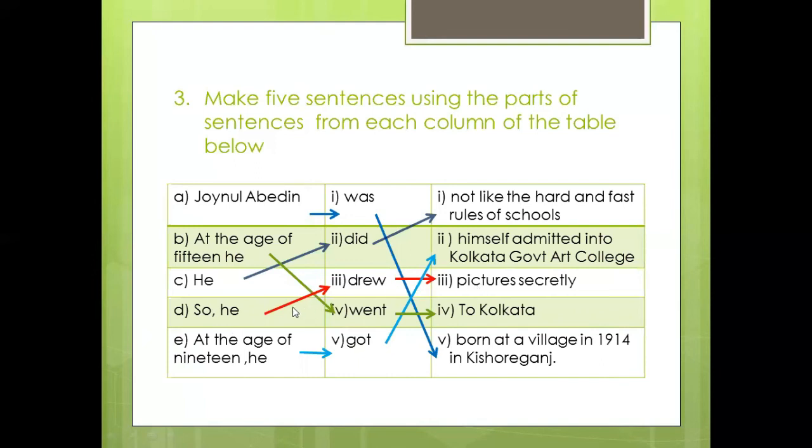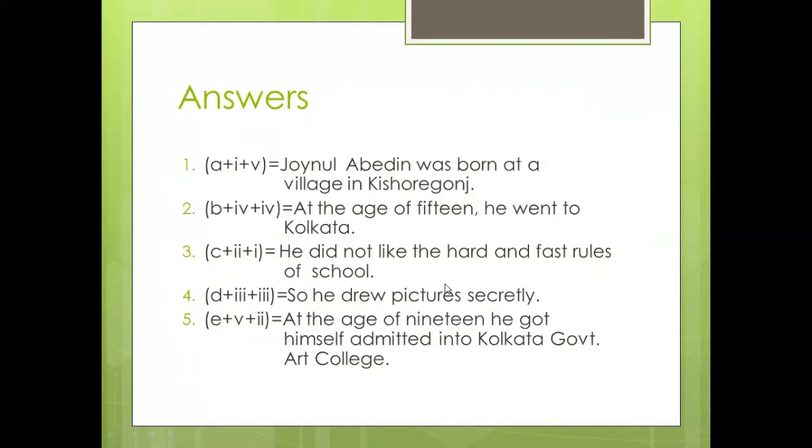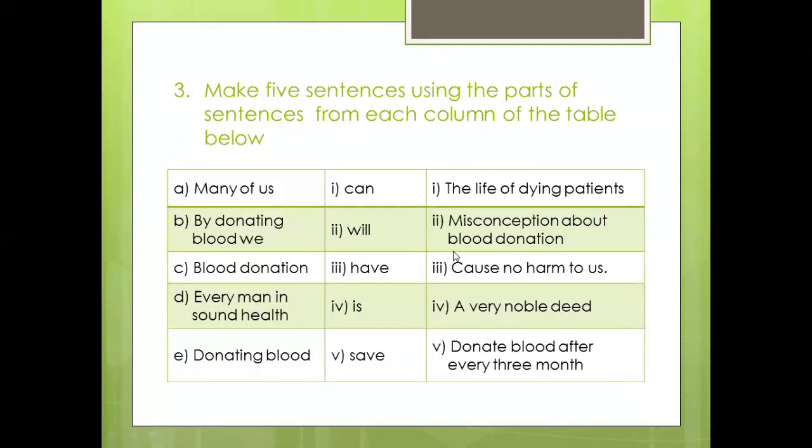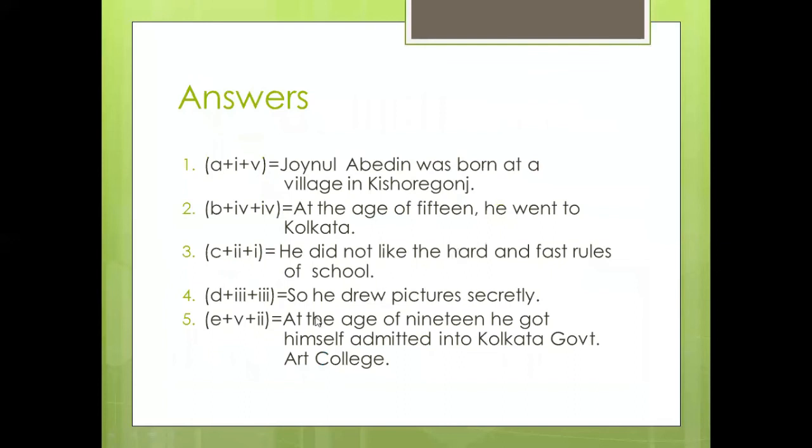D is to connect with number 3 of column B and number 3 of column C. D plus 3 plus 3. So he drew pictures secretly. Then for number 5, E is going to connect with number 5 of column B and number 2 of column C. So E plus 5 plus 2. At the age of 19, he got himself admitted into Kolkata Government College.